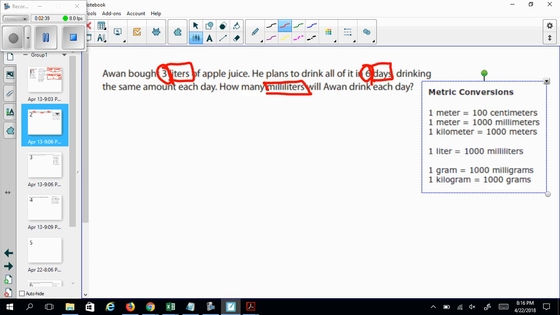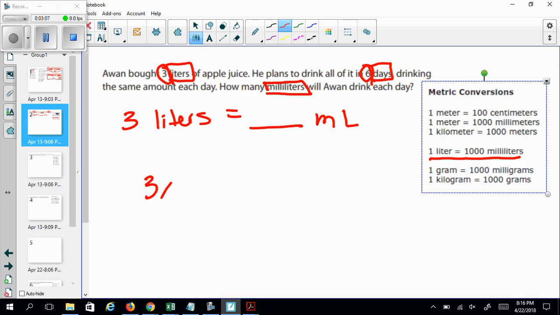Okay, now this is actually a 2-step problem. So what we need to do first is we need to go from liters to milliliters. So 3 liters equals a certain number of milliliters. And I'm just going to shorten that for the sake of time. So what I need to do is I need to find liters. Okay, so here's liters. So 1 liter equals 1,000 milliliters. Now, since there are 3 liters, I need to do 3 times 1,000. And 3 times 1,000 is 3,000. Now, that is not our answer. That is just how many milliliters of apple juice that he has.